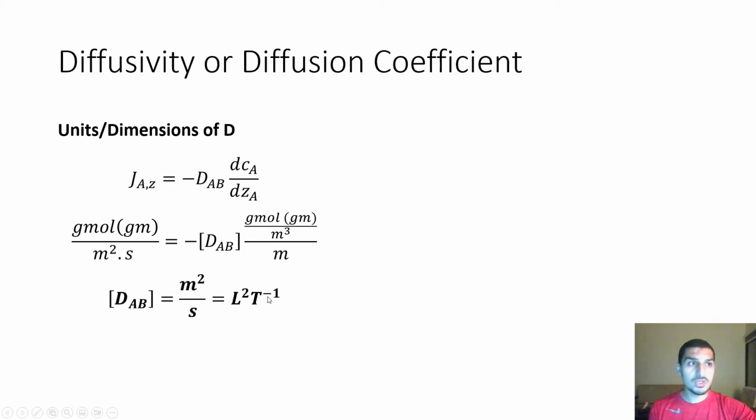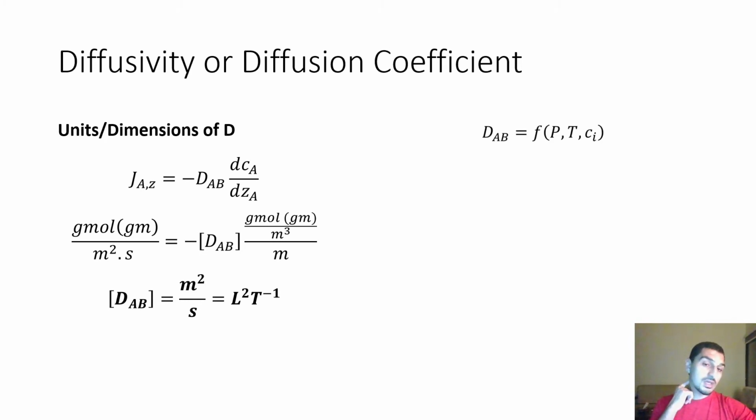So we usually use the units of meter square per second or centimeter square per second. And centimeter square per second is more common than meter square per second, because centimeter square per second will have a higher value than meter square per second. I mean the value of the number itself. It's not the value of the diffusion coefficient.